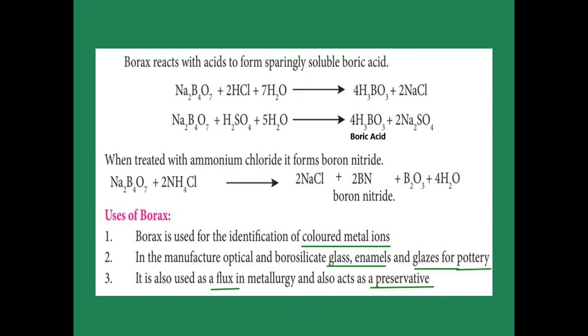Let us see the uses of boron. Boron absorbs neutrons, so we use it as a moderator in the nuclear reactor. What does moderator mean? Neutrons in a nuclear reactor have high speed. The high speed of neutrons is reduced with the help of boron, so it is called a moderator. Here the boron-10 isotope is used as a moderator.